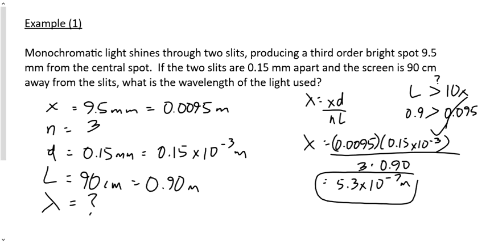Hey, just a quick little aside. What if L wasn't greater than 10 times X? Then you would have had to find theta and use the other equation. We don't have theta, so we've got to find it. If this is X and this is L, then you could find theta there, right? Tan theta is equal to X over L. And you could get theta, and then you could use that other equation. We don't very often have to do that, but be ready for it in case you do, okay?